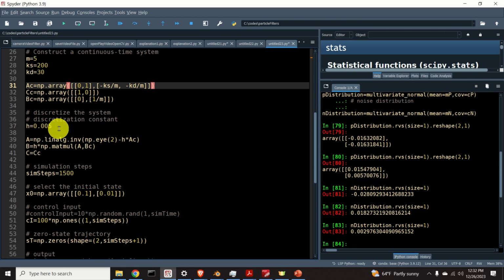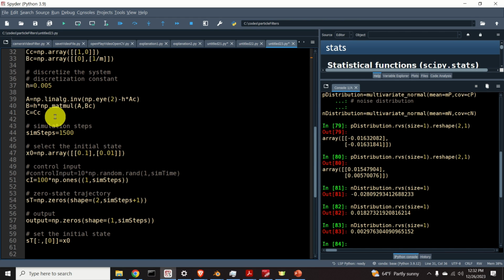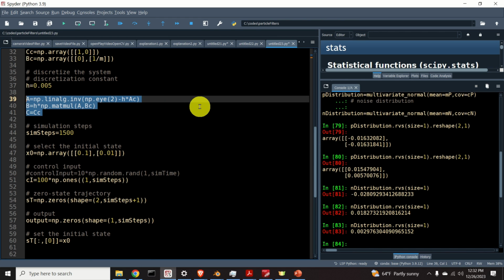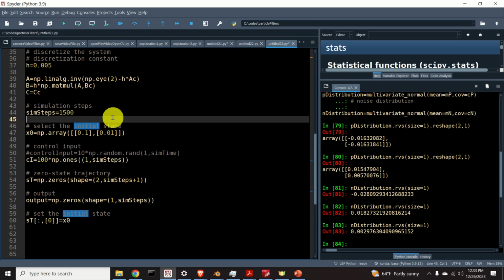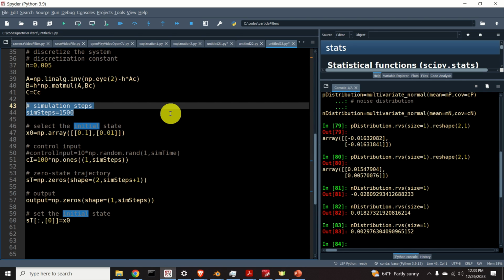Next, I define the discretization constant, h is equal to 0.005, and over here I discretize the continuous time state space model to obtain the discrete time system matrices A, B, and C. Next, I define the number of simulation steps. In my case, I will simulate the state space model for 1500 discrete time steps.